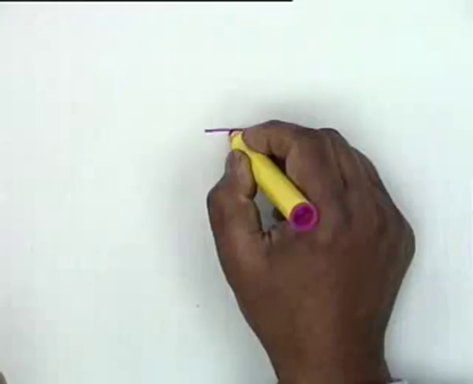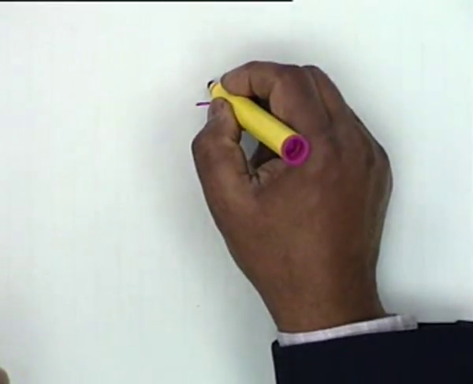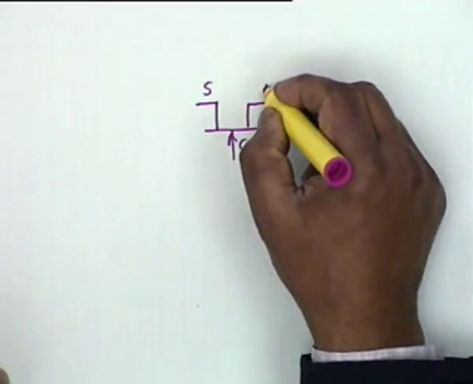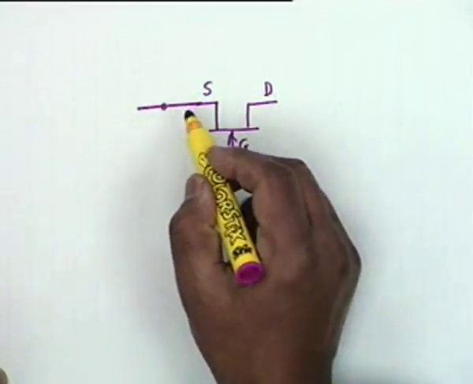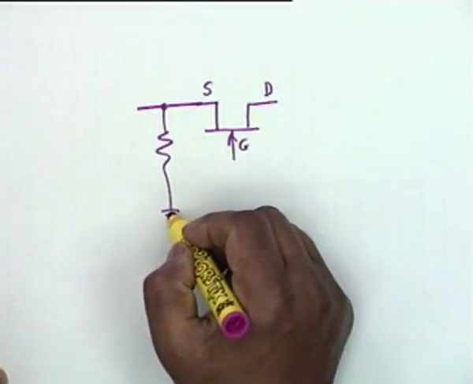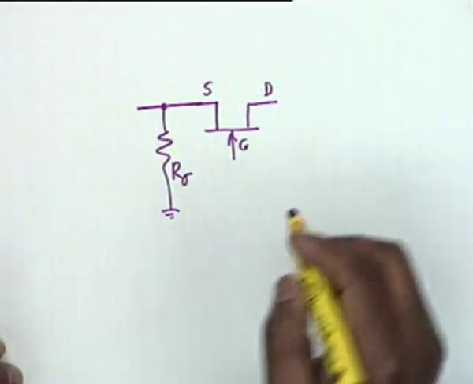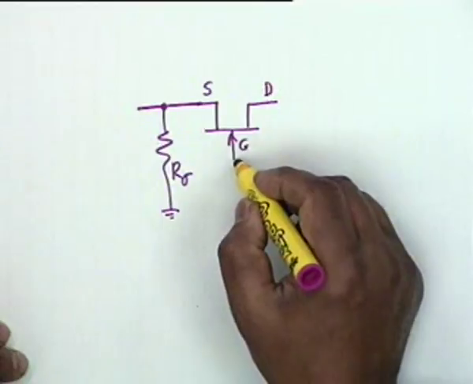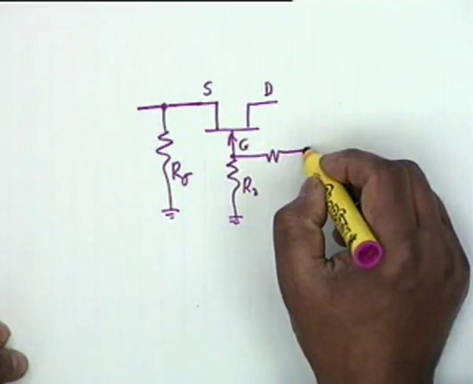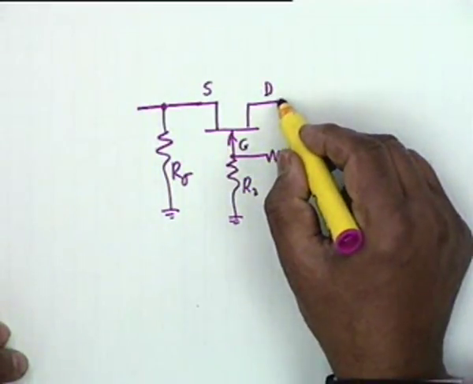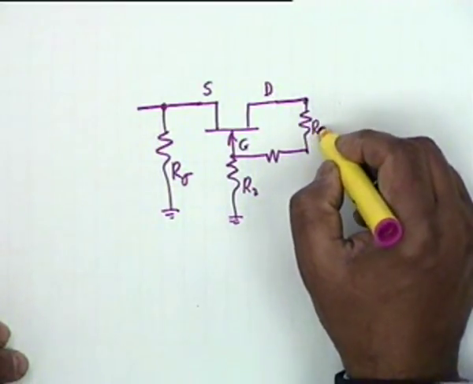We have, first let's draw the FET. This is the source, this is the gate, and this is the drain. Now, in order to bias the source, we require a resistance R sigma, and we cannot bypass it now. In order to put a gate voltage, we must have a resistance R2, and we must supply it to the VDD. Okay. From the drain, we have the resistance RD.